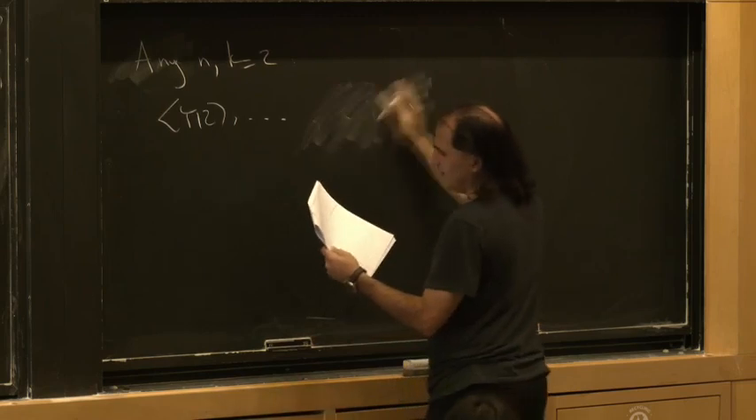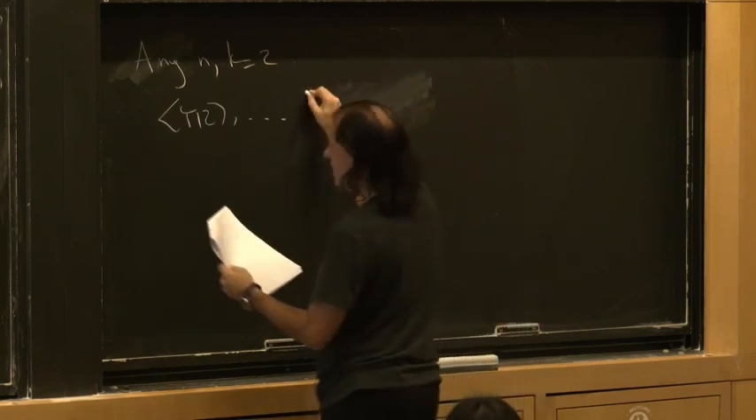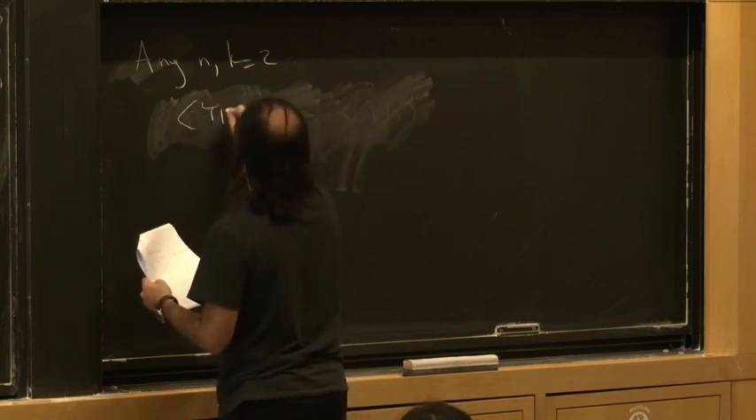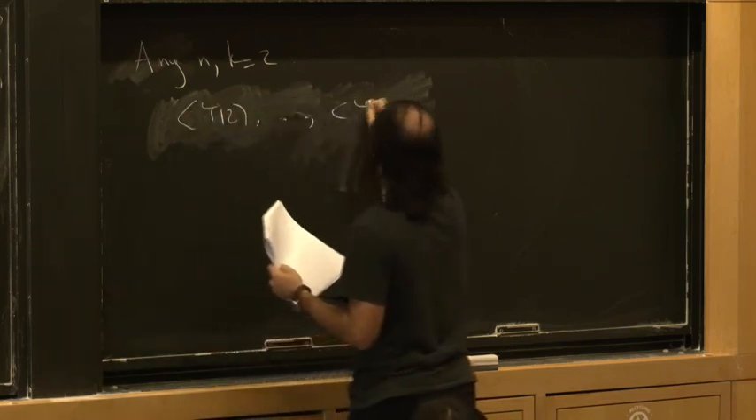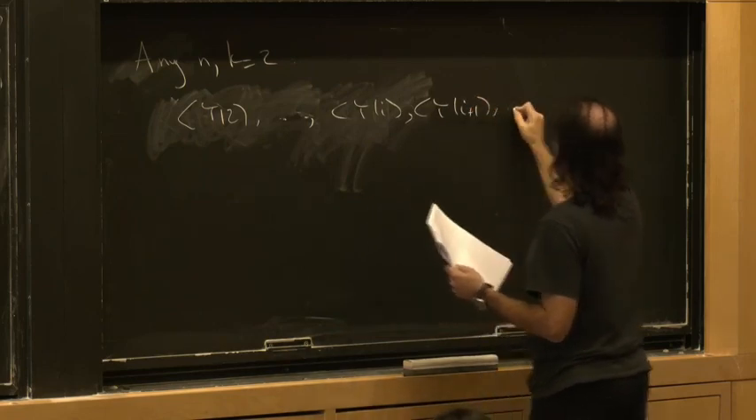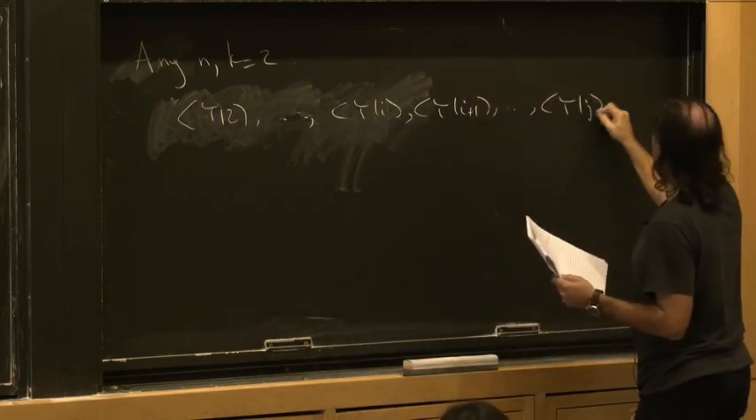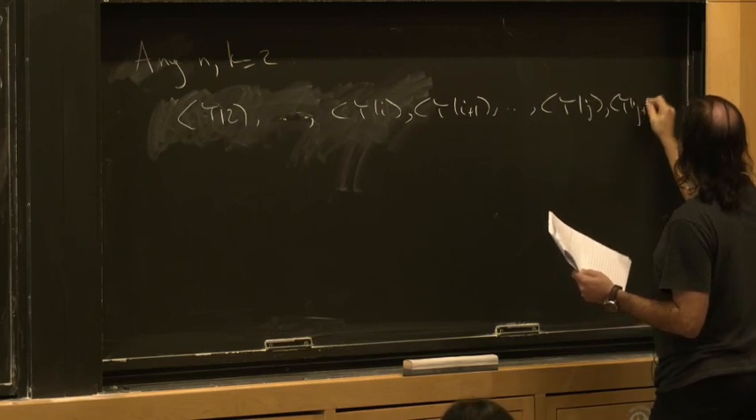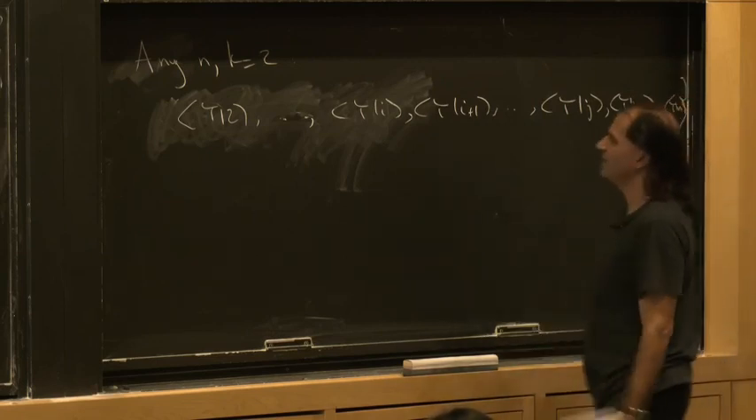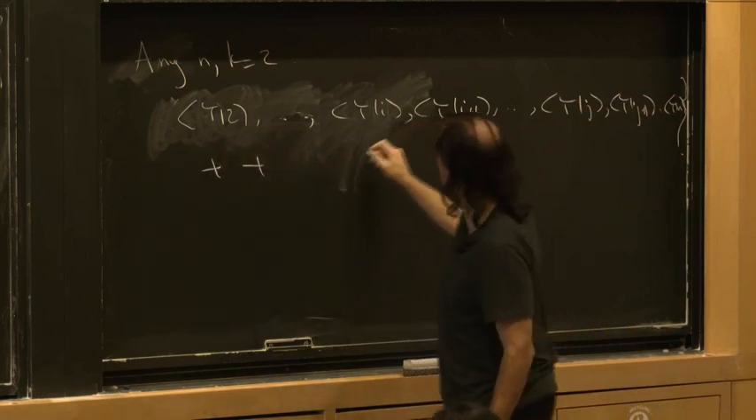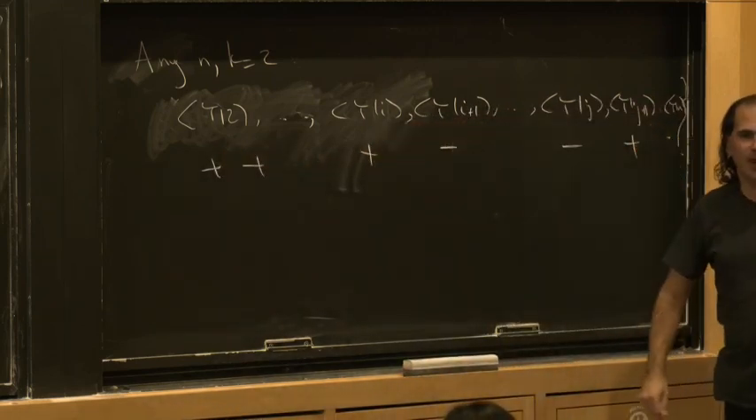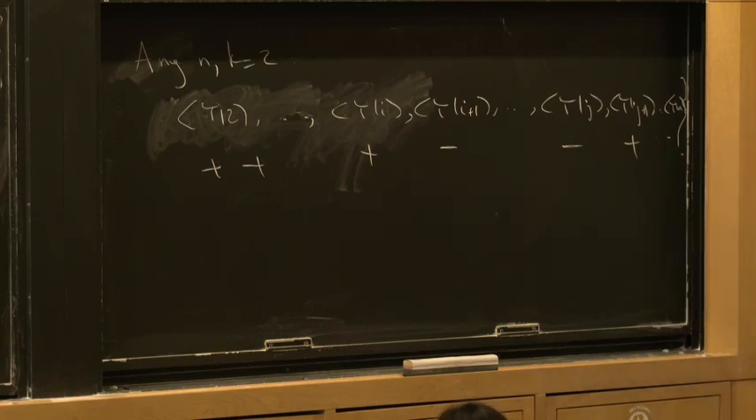And the sign flips literally occur at y12, y1i, y1i plus 1, y1j, y1j plus 1, and y1n. And the sign flips literally occur plus minus here, and then minus plus back here. Okay, and that's exactly what labels the cell.